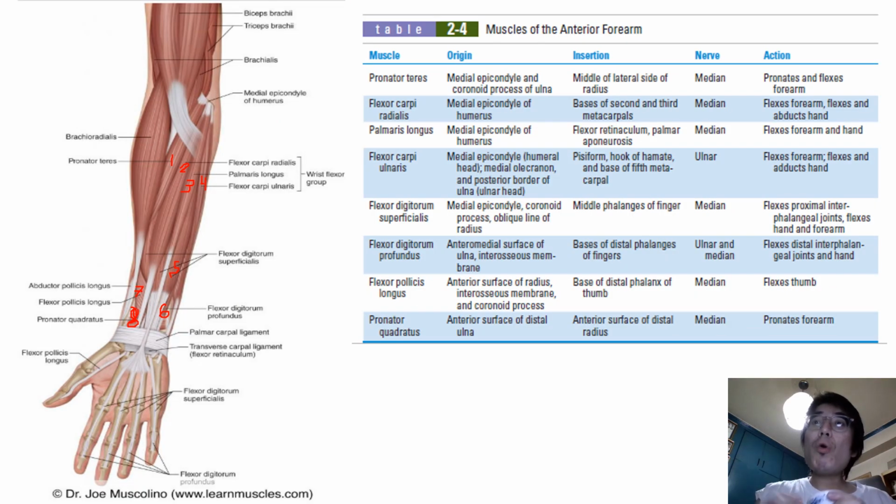Let us now go into the different muscles of the forearm, starting with a view of the anterior forearm. The forearm has more muscles than the rest of the upper limb because most of these muscles are smaller and perform finer movements and functions. Starting here with the pronator teres.